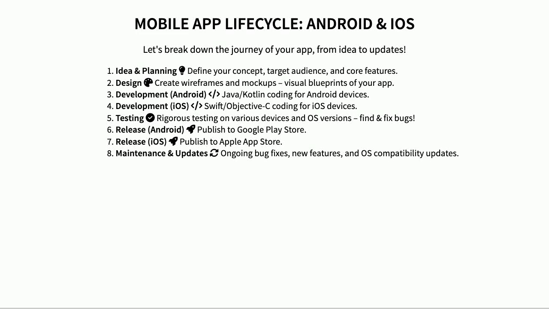Okay, let's talk about how a mobile app actually becomes an app available for people to use. It's not just writing code, there's a whole process involved. First, you start with an idea and plan what your app will do. Then comes the design phase, where you create visual sketches and mockups to figure out how it should look and function. The actual coding happens in two main environments: Android, typically using Java or Kotlin, and iOS, usually Swift or Objective-C.